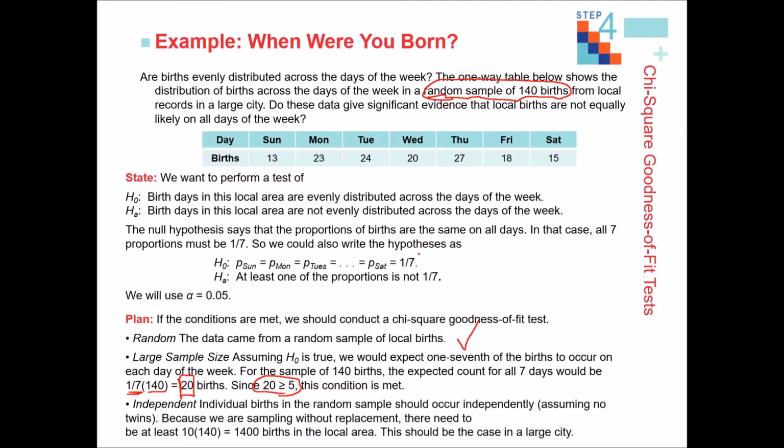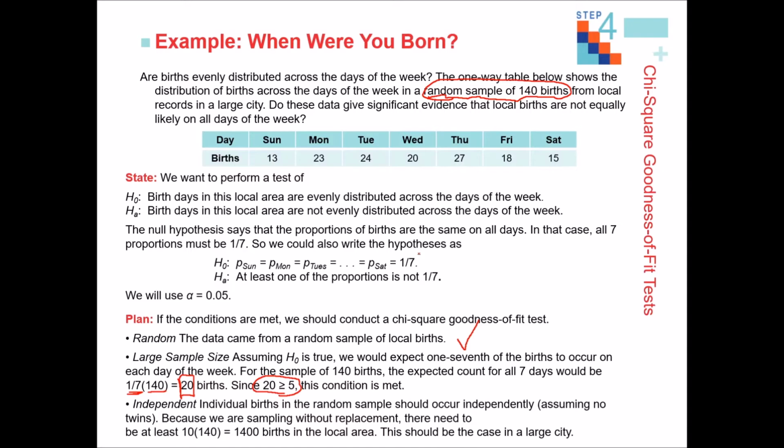And I want to remind you guys that we have to check that condition with the expected counts and not the observed counts. That's a really common mistake. Okay. Finally, independence. We are sampling here, so we're going to have to check the 10% condition.